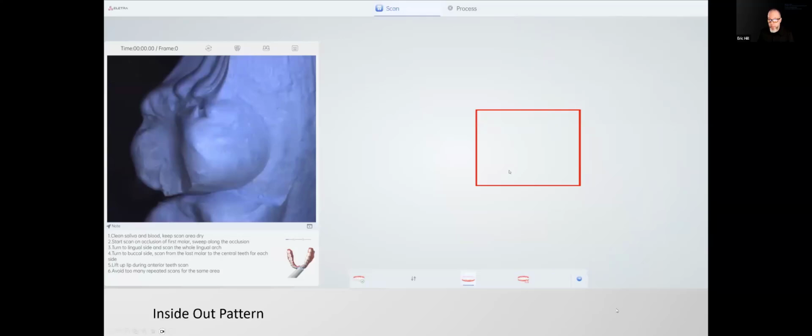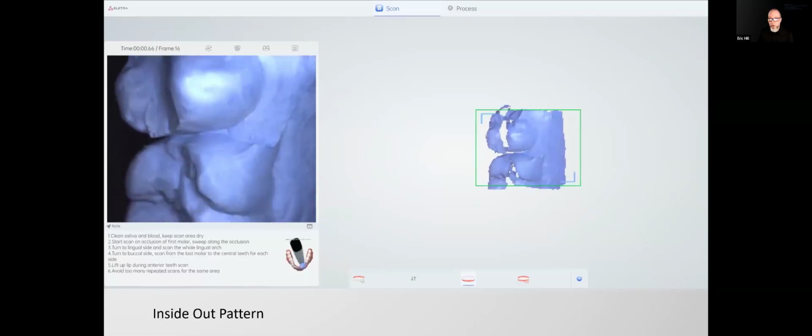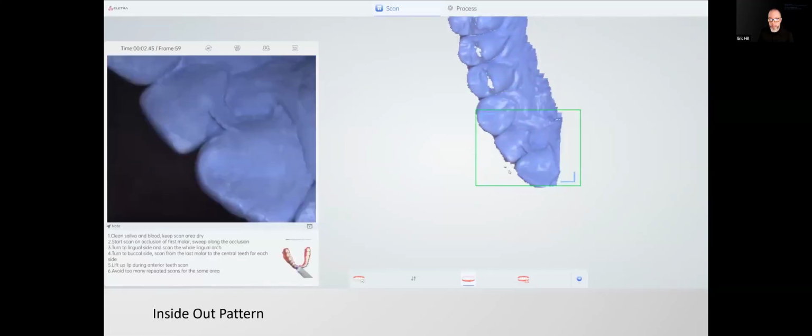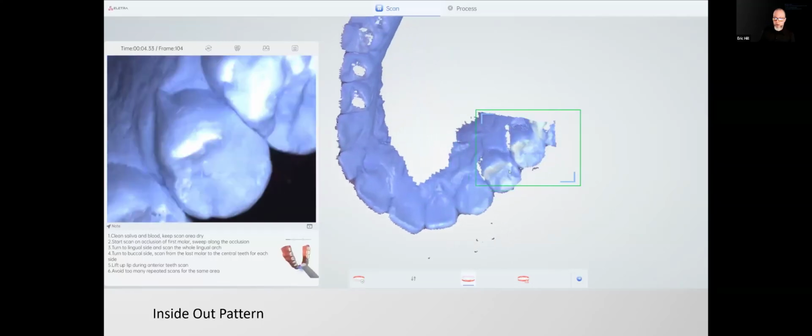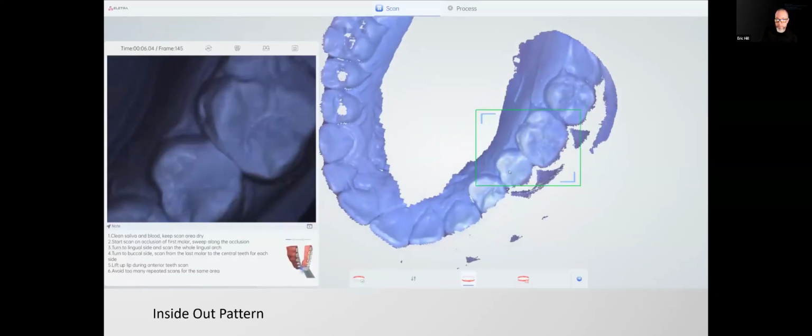This one here is the inside out pattern. This one is going to do basically in thirds. You're going to do the lingual side, then you're going to do the occlusion, and then you're going to do the buccal side. And while this can go extremely fast in the right hands, it's also error prone. And I'll show you that on the next slide.